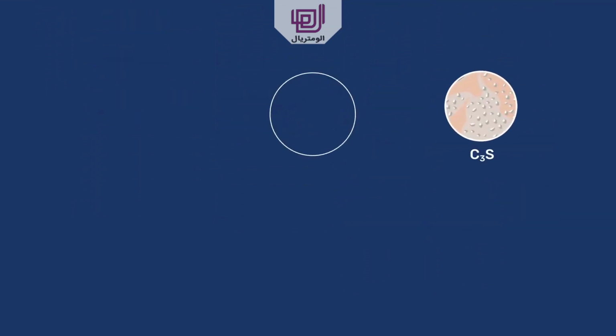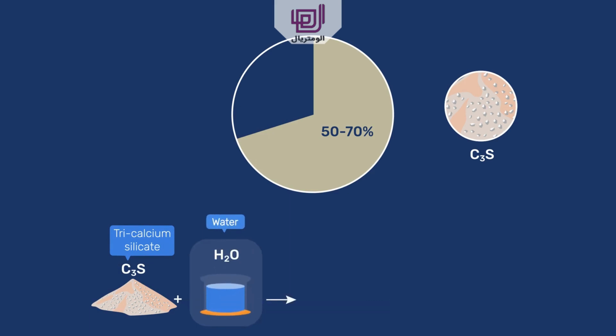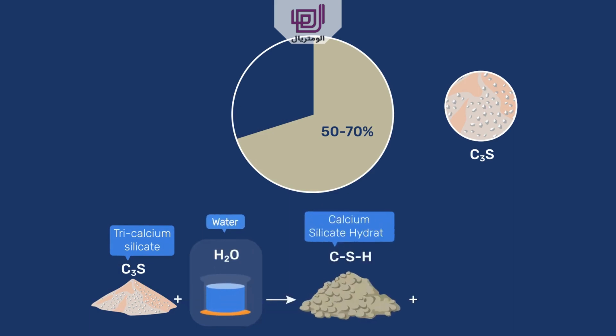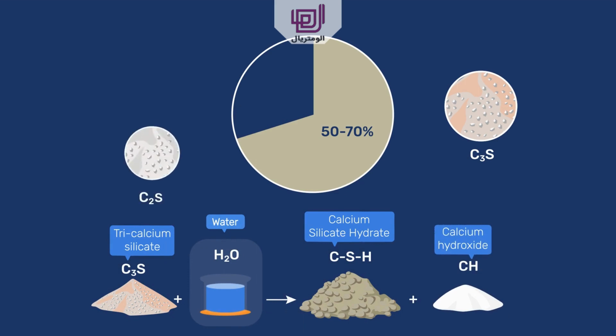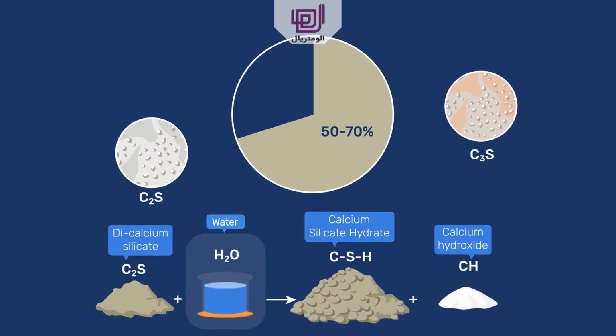C3S represents 50 to 70% of Portland cement and is responsible for most strength and durability. Its reaction with water produces both CSH and CH. The same 2 phases are produced by the hydration of C2S, but at a much slower rate and in different proportions. This, together with an abundance of only 20%, means that C2S is only of secondary importance in Portland cement.